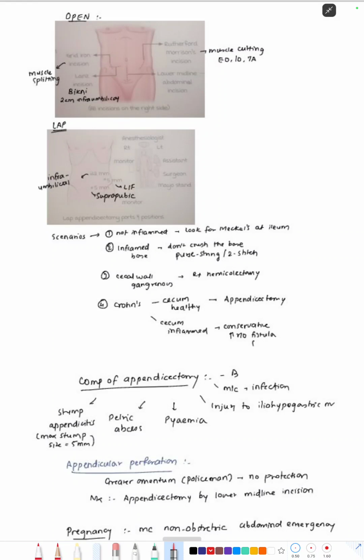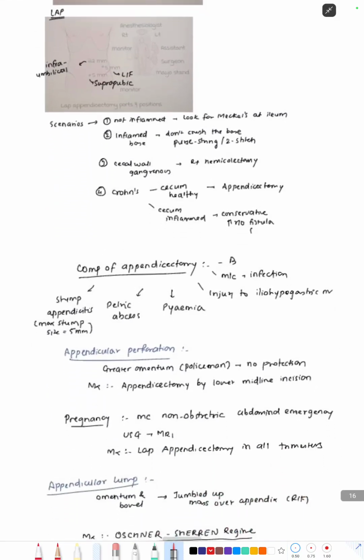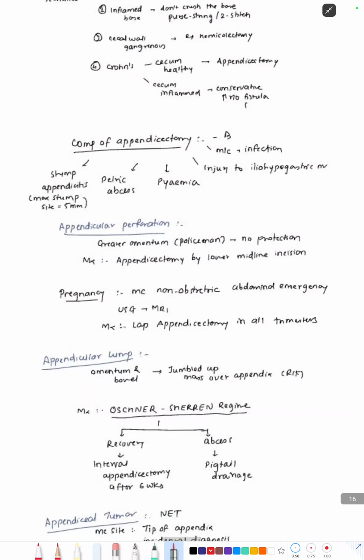If it's an inflamed base, then do not crush the base. A purse string suture or Z stitches are applied. If the cecal wall is found to be gangrenous, then right hemicolectomy is done. If in Crohn's disease the cecum is healthy, do appendicectomy. If the cecum is inflamed, then don't go for right hemicolectomy by removing the cecum because it increases the risk of fistula. So we have to go for a conservative approach.